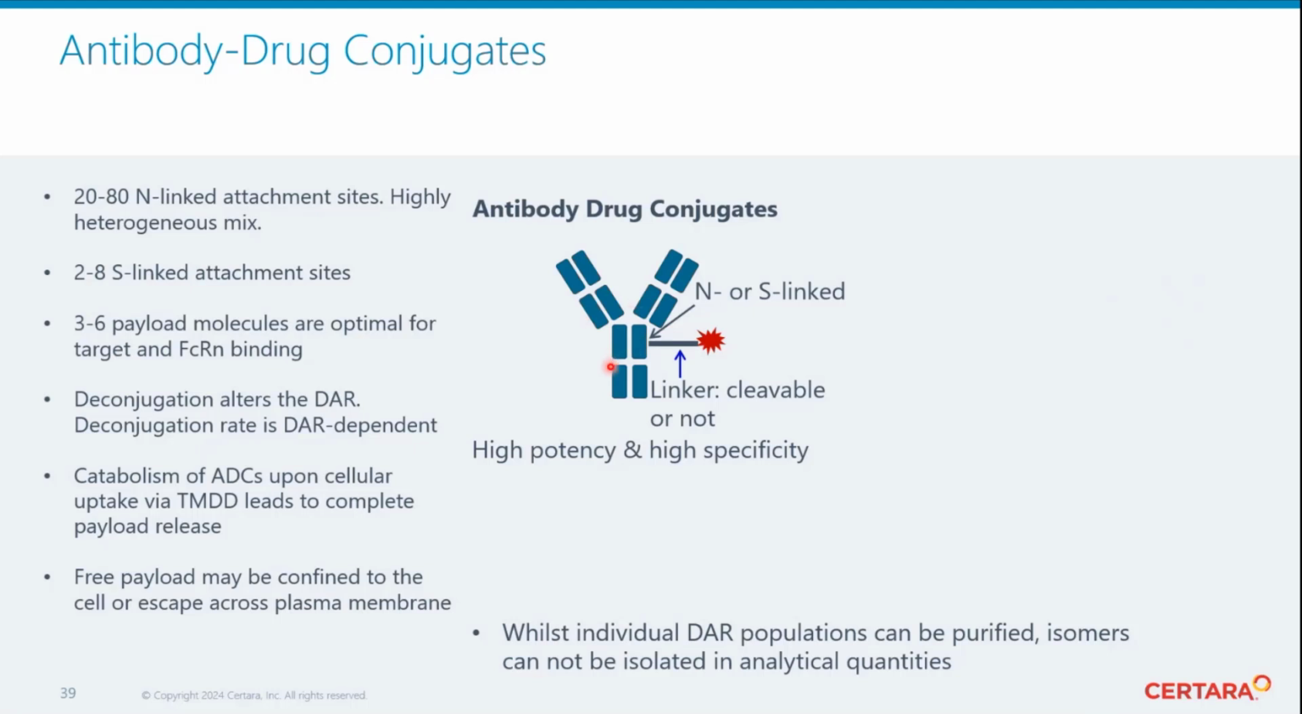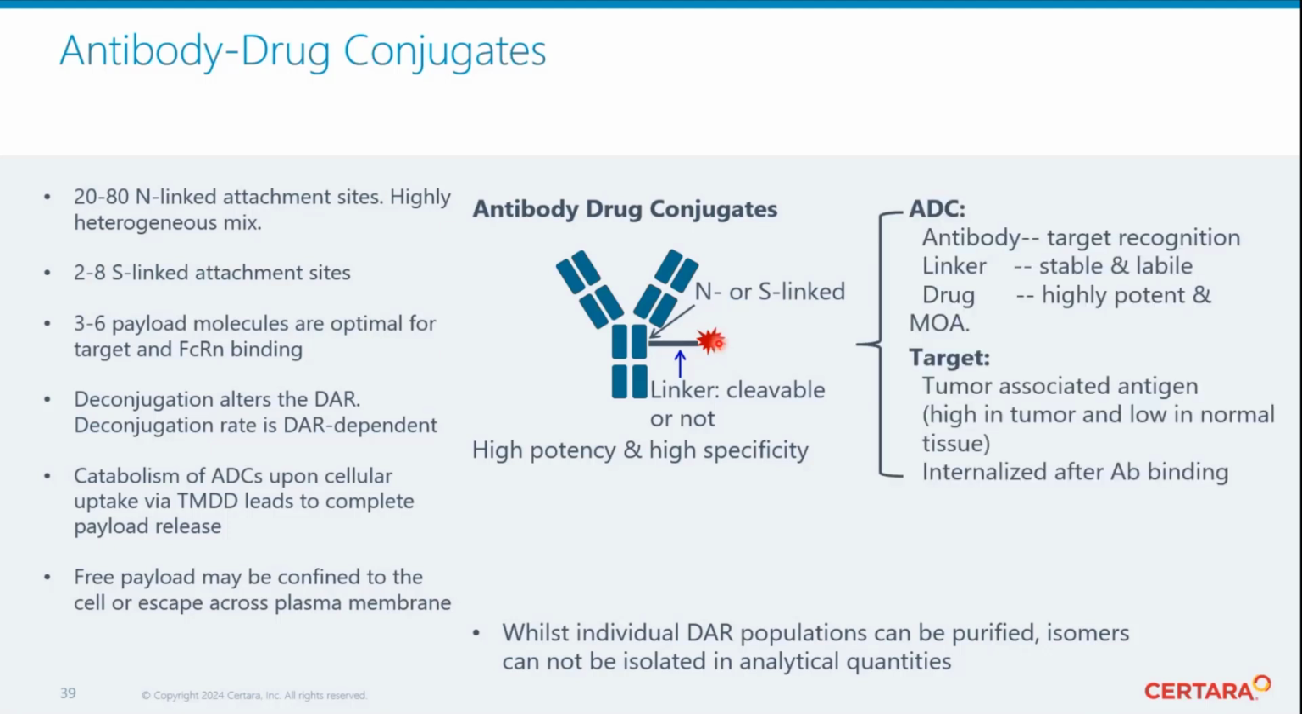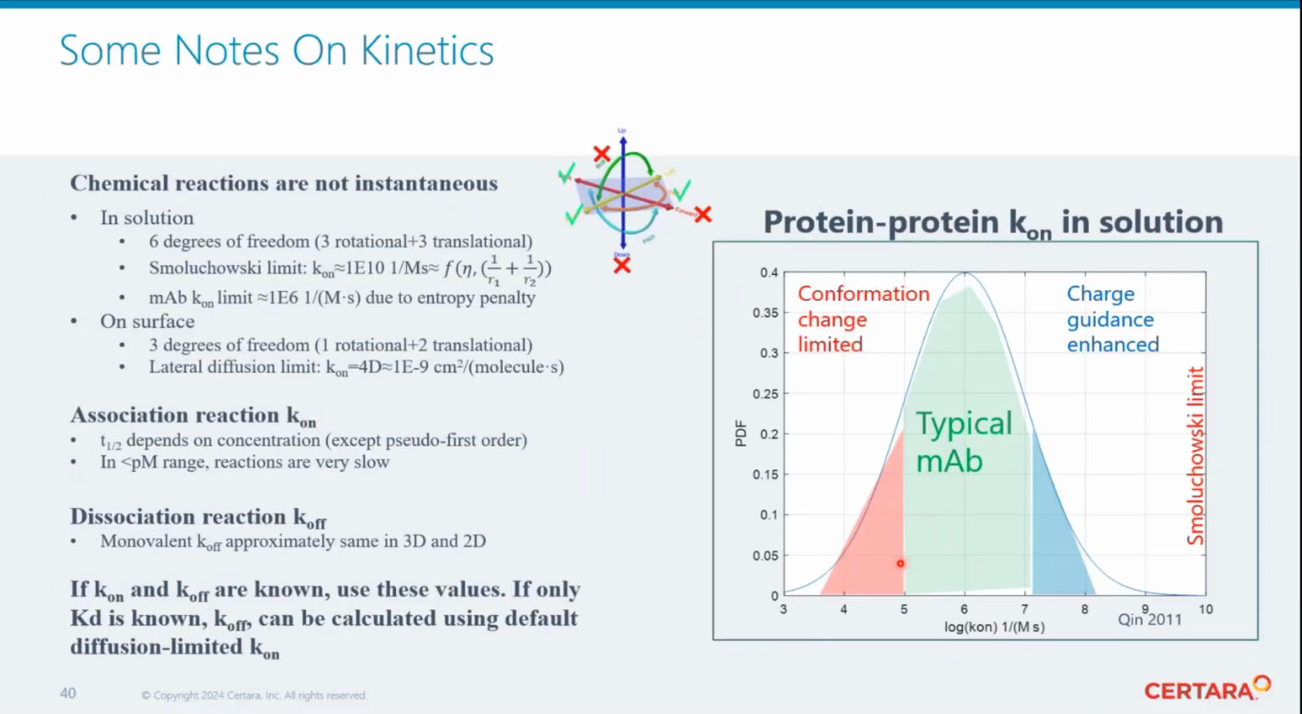What people do try to do with ADCs is to make sure that the conjugate has unchanged affinity for the target and unchanged affinity for the FcRn. And the reason is very simple: if either of these is compromised, the drug will not reach the target, and the payload, which is highly toxic, will just contribute to overall toxicity. So that was the message here for the ADCs.